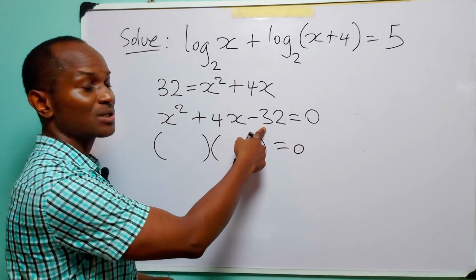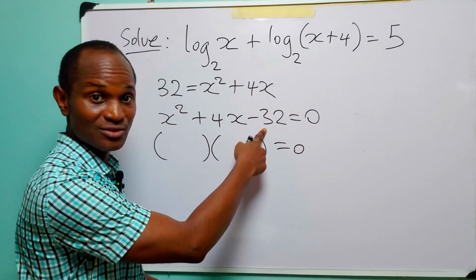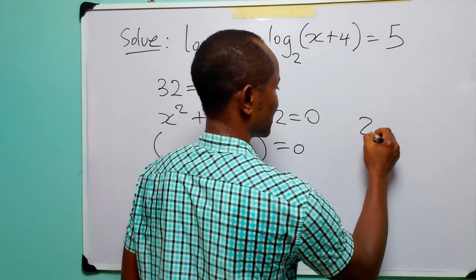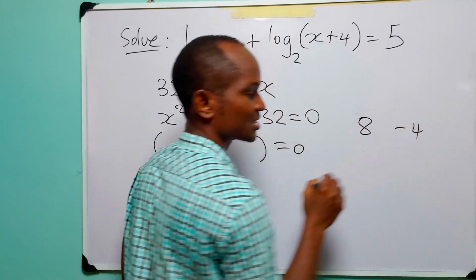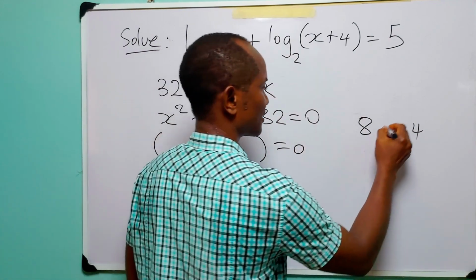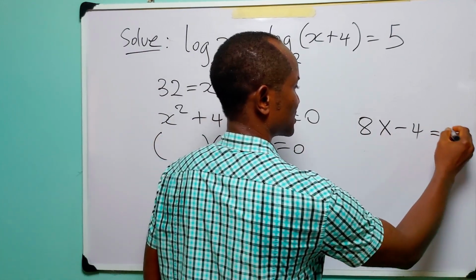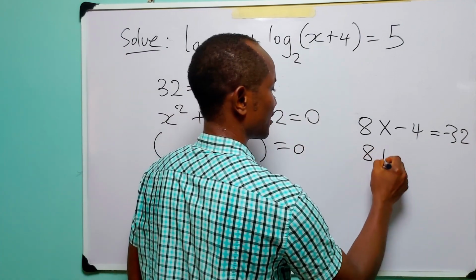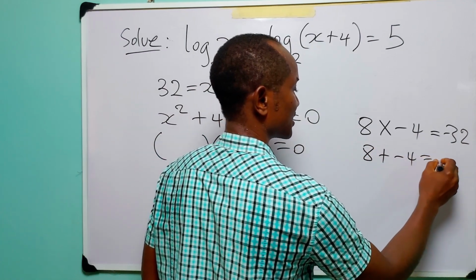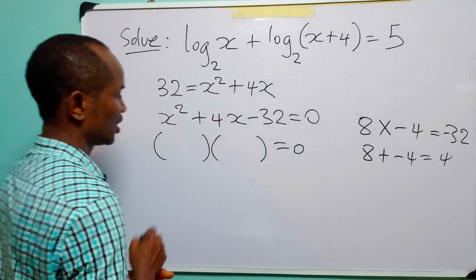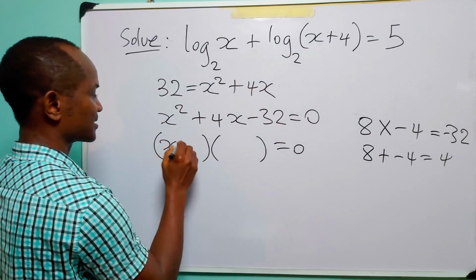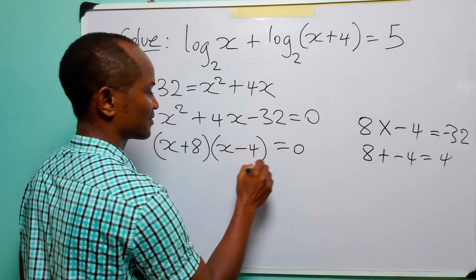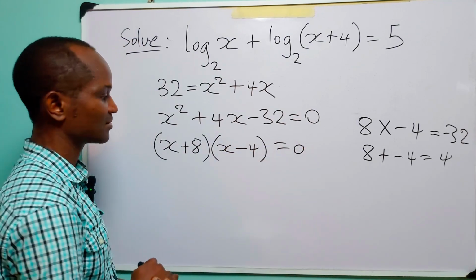Now the question is, what are the factors of minus 32 that will add up to plus 4? And of course, we have 8 and minus 4, because 8 multiplied by minus 4 is equal to minus 32, while 8 plus minus 4 is equal to 4. So what we do is we have x plus 8 and x minus 4, and this is equal to 0.